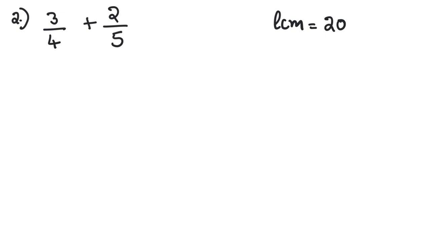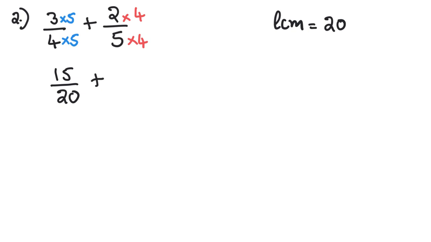In order to make the LCM, the denominator, as 20, can I multiply the first fraction's numerator and denominator by 5 and the second fraction's numerator and denominator by 4? Now let's see what happens. 3 times 5 is 15. 4 times 5 is 20. So the first fraction has become 15 over 20.